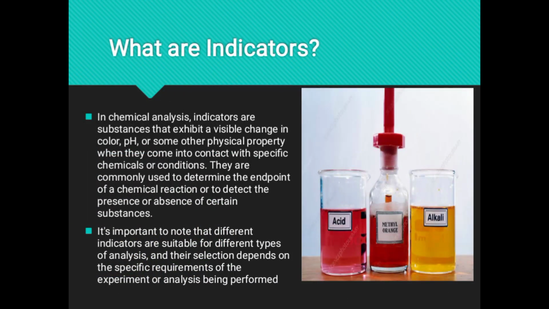What are indicators? They are substances that exhibit a visible change in color, pH, or some other physical property when they come in contact with specific chemicals or conditions. Indicators are very useful in determining endpoints of chemical reactions, and they can be used to detect the presence or absence of certain substances. It is important to know that different indicators are suitable for different kinds of analysis, so their selection depends on several factors.